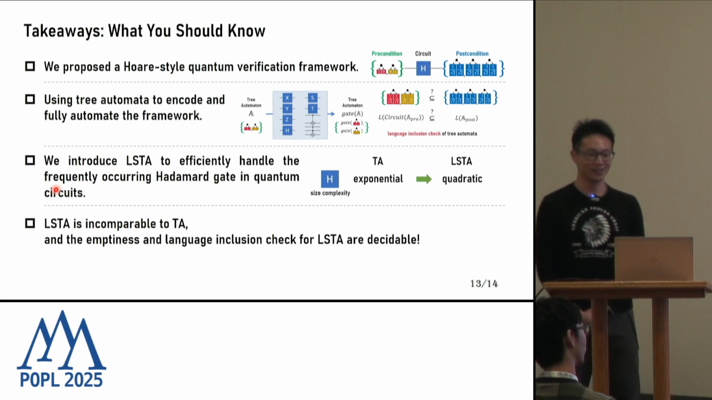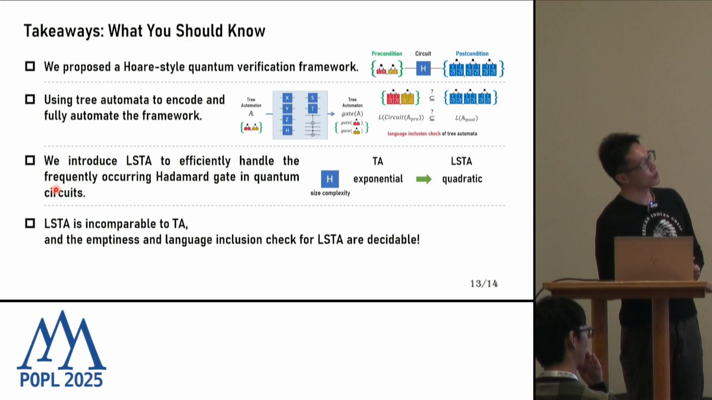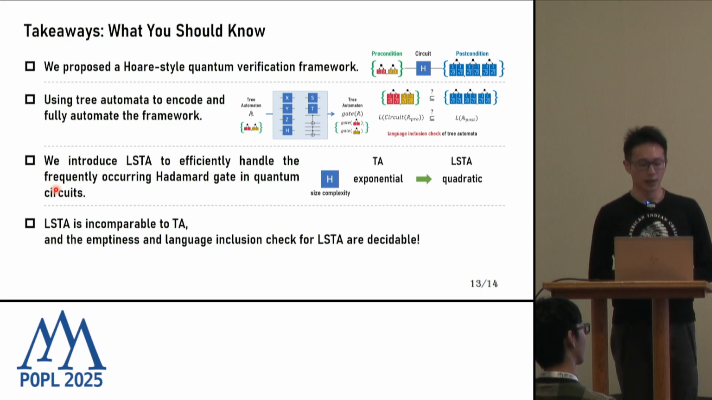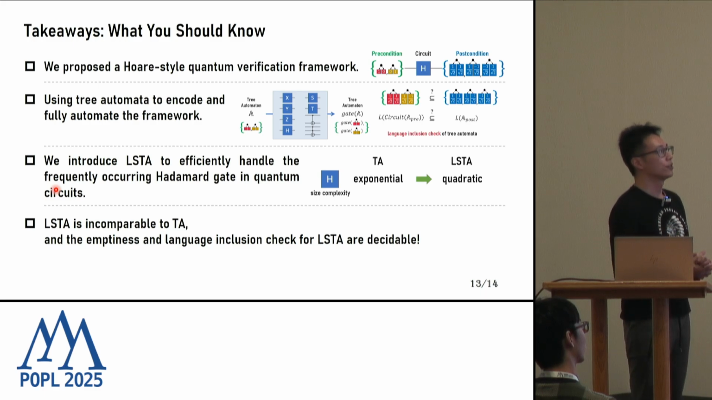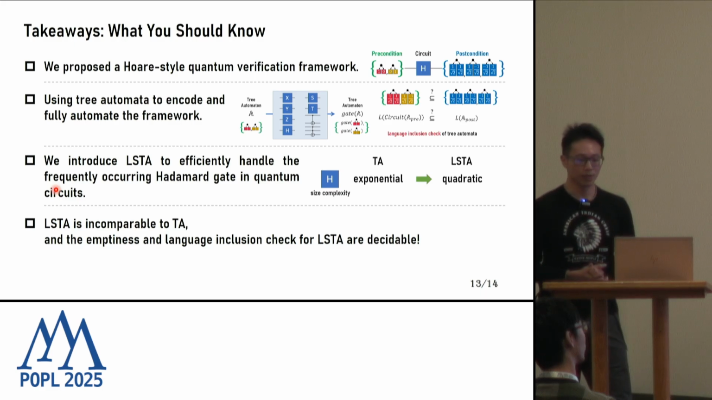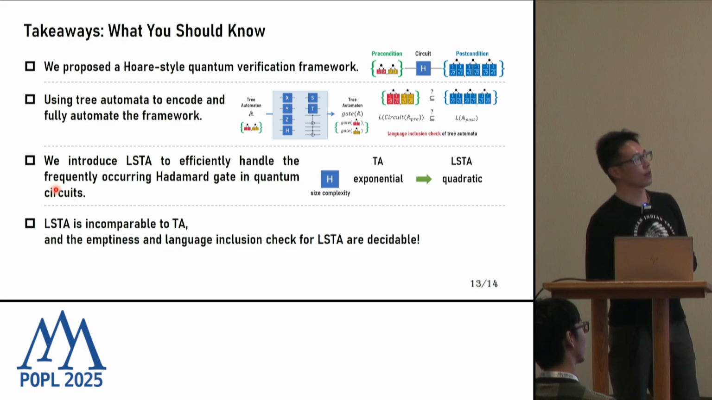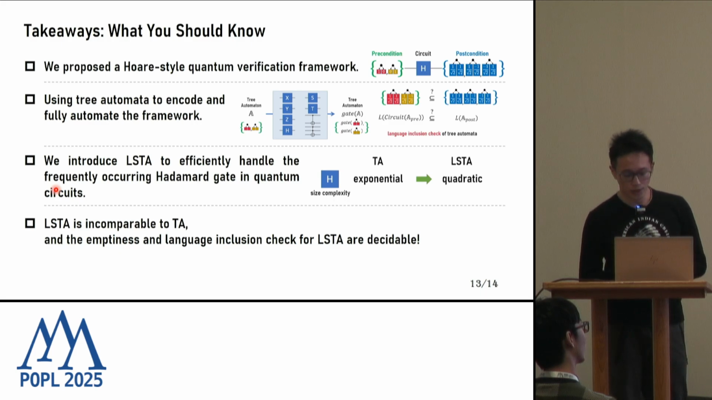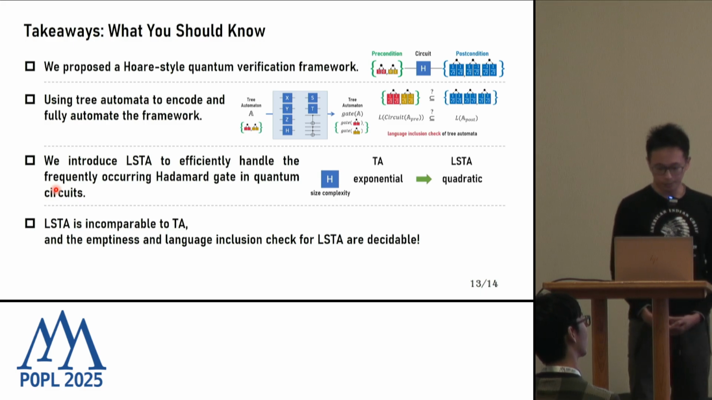So for the takeaways, we propose a Hoare-style quantum verification framework, using sets of quantum states as pre- and post-conditions, and using tree automata to encode sets of quantum states, providing the algorithm for gate operations and the language inclusion check of tree automata. Our framework is fully automated.